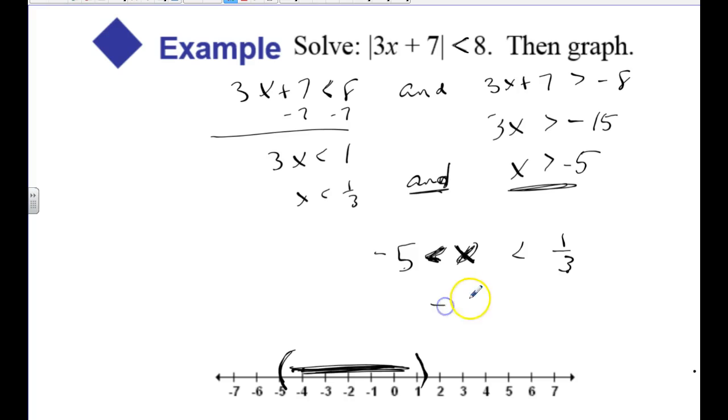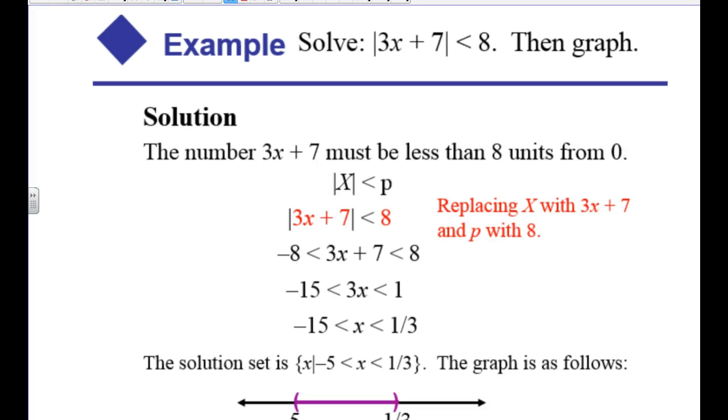Interval notation is a little bit easier. Can't include the -5, can't include the 1/3. Just make sure the lower number goes on the left. I'm not a big fan of this notation. I would prefer putting the lower number on the left and use less than signs.